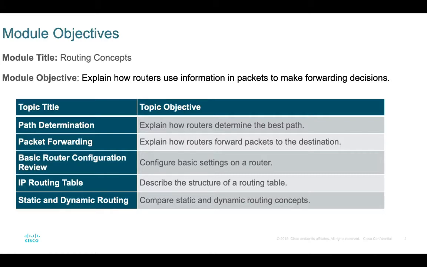Next is a basic router configuration review. We are going to take a look at what we have learned during the previous lecture. I have done all the basic router configuration, just a review. But in this topic, I'm going to include a routing concept within that example. Next is the IP routing table. Same thing, something that was explained during the last lecture, so we are not going to go in depth on that. And lastly, static and dynamic routing. We will compare the static and dynamic routing concepts.